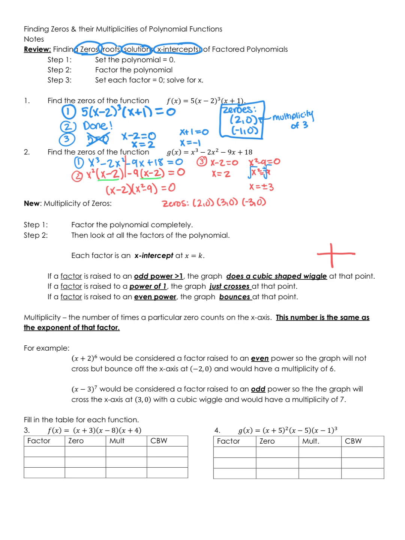So if you have this, our 0 was at 2, 0. So if that's at 2 for this guy right here, because the multiplicity was 3, and that's an odd power greater than 1, then when the graph goes through the x-axis, it's going to do a little cubic-shaped wiggle as it passes through the x-axis. And we say cubic-shaped wiggle because this is what the x-cubed graph looks like, the parent function.